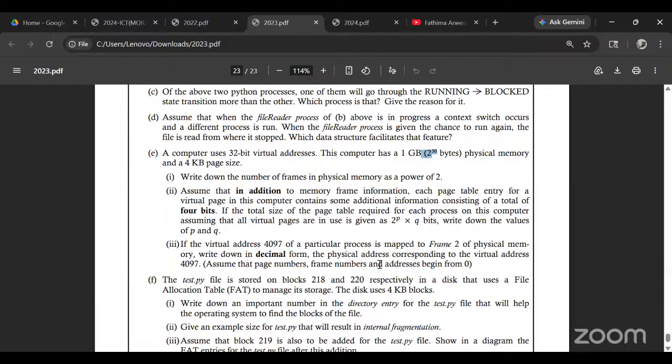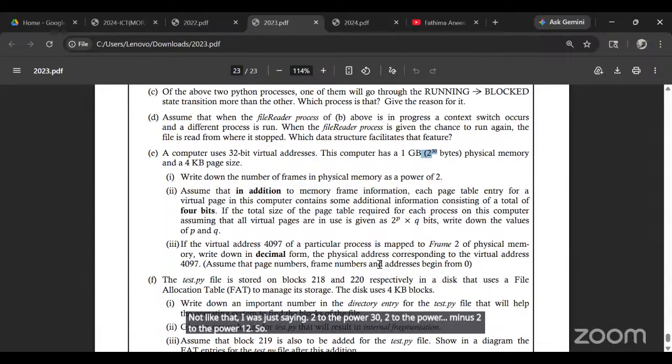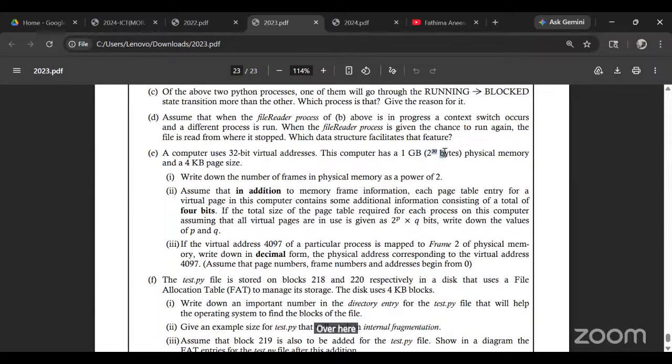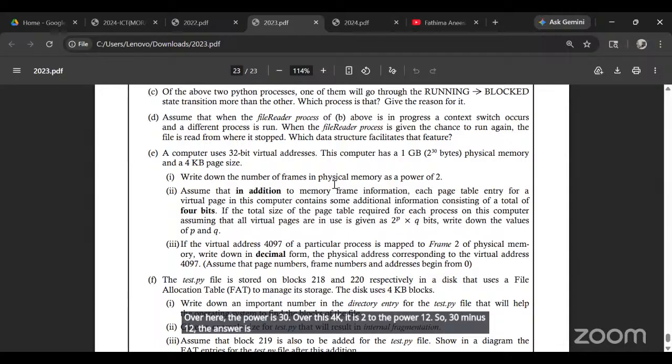Not like that, I was just saying: 2 to the power 30 minus 2 to the power 12. So what you have to deduct here is the powers. Over here the power is 30, and for this 4 KB it is 2 to the power 12. So 30 minus 12, the answer is what?